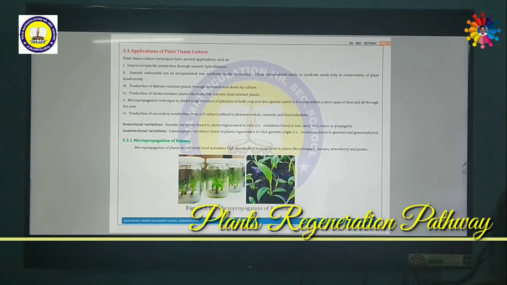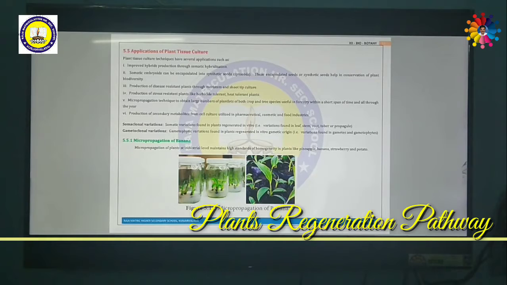Now we are going to see another concept called micropropagation of banana. So banana usually we can produce by underground rhizome. The underground rhizome can produce as many plantlets, each of which will be a single banana plant.